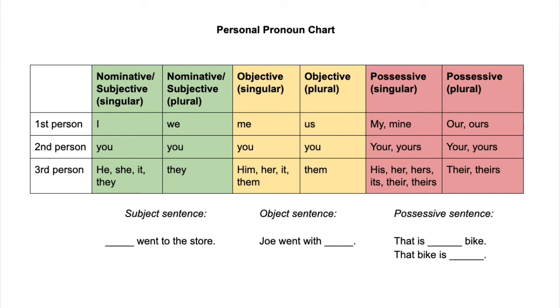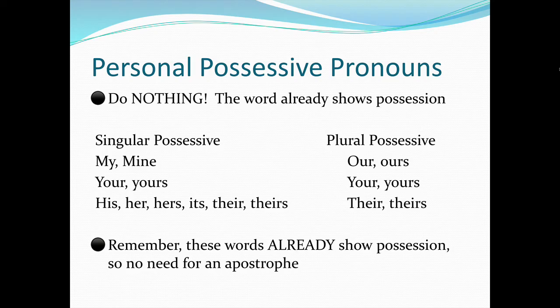So if we go back to our previous screen, I've just shown you that again here. So the singular possessive personal pronouns are my, mine, your, yours, his, her, hers, its, their, and theirs. And the plural possessive personal pronouns are our, ours, your, yours, their, theirs. Remember, these words already show possession, so you have no need for an apostrophe anywhere in that area.